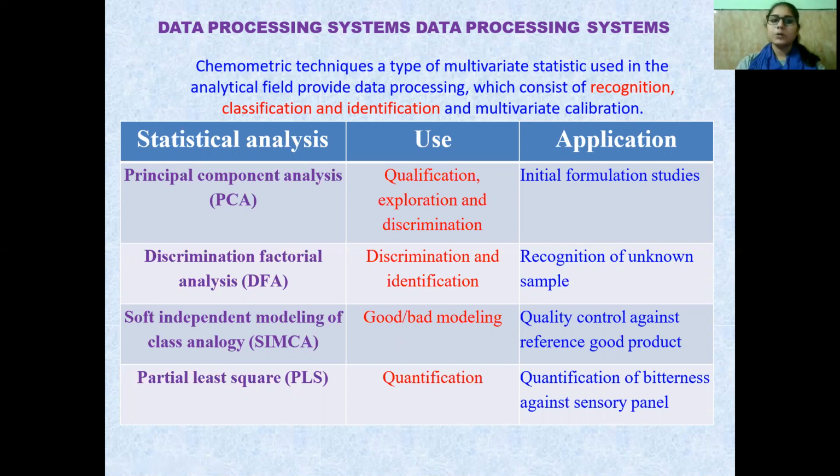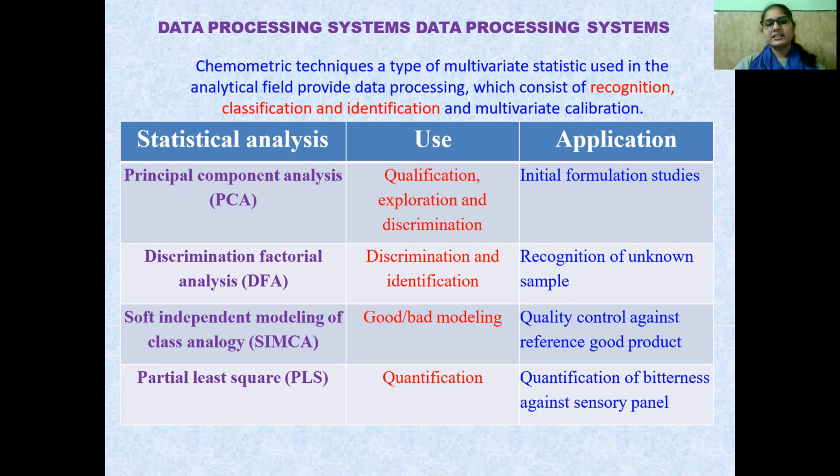So this is the data processing systems and data. These are chemometric techniques, a type of multivariate statistics used in the analytical field, which provide data processing consisting of recognition, classification and identification, and multivariate calibration. So statistical analysis is required, like principal component analysis. It is used for qualification, exploration and discrimination, and the application is initial formulation studies.